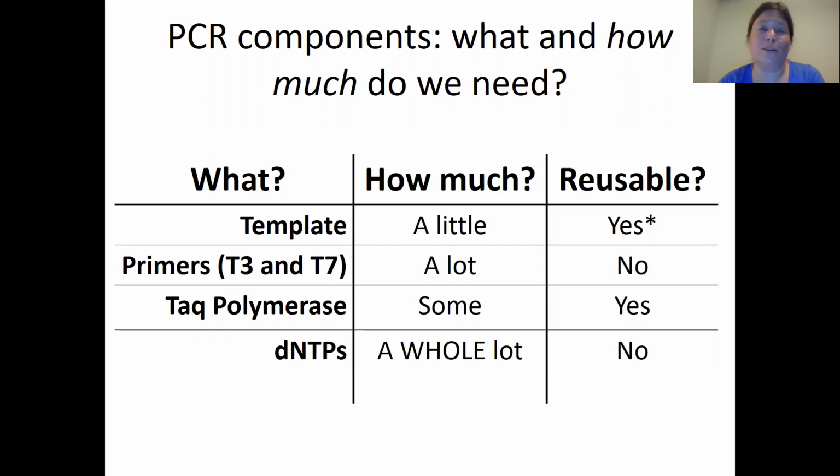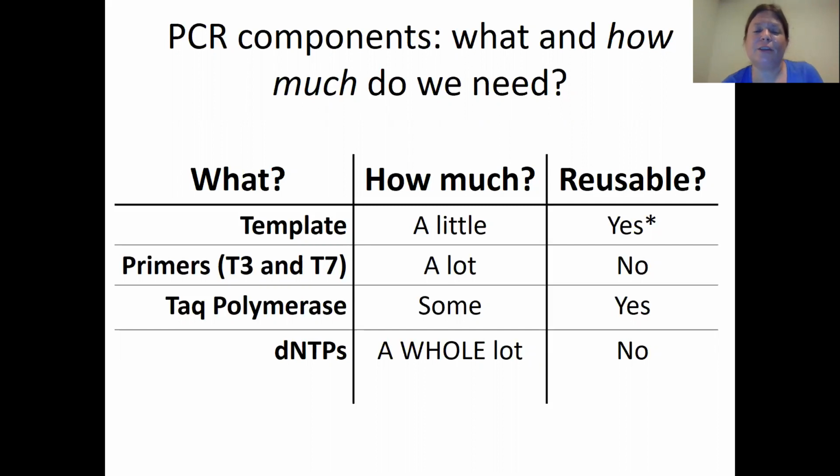Same for the primer. Once you've used a primer to start building a PCR product, you don't get it back again. Taq polymerase is reusable. That's the reason we use Taq, is that it's heat stable. And template is reusable with an asterisk because the amount of usable template for the reaction doubles every cycle. Each PCR product from one reaction can be used as a template for the next round. That's why the CR in PCR stands for chain reaction. So we need a little bit of template, some Taq polymerase, a lot of primers, and a whole lot of dNTPs.